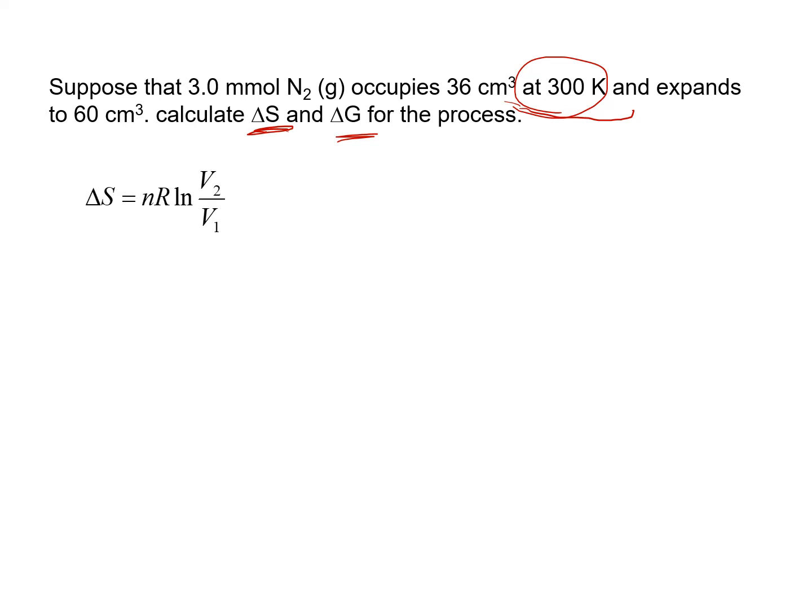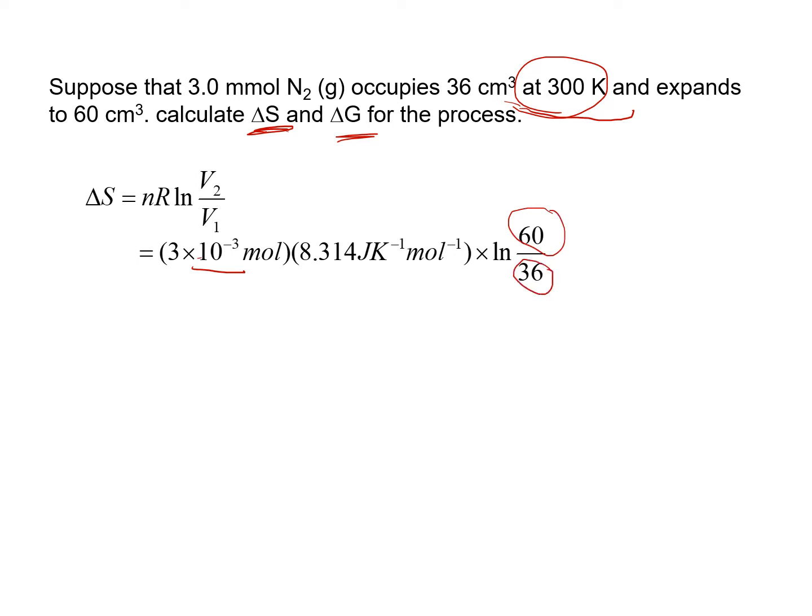So we know the volume change. N is 3 millimole, you change to mole. And R, volume V2 60 divided by 36, and that gives you 0.013 joule per Kelvin. So that's the entropy change.